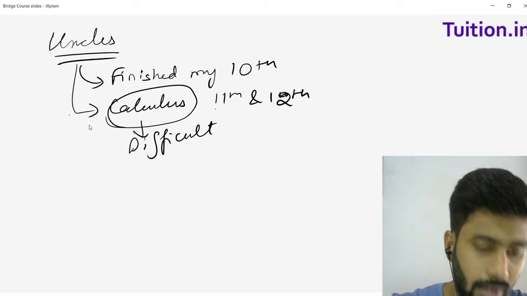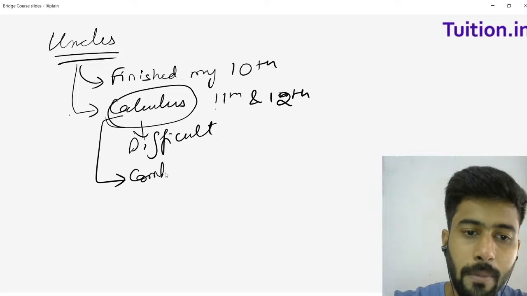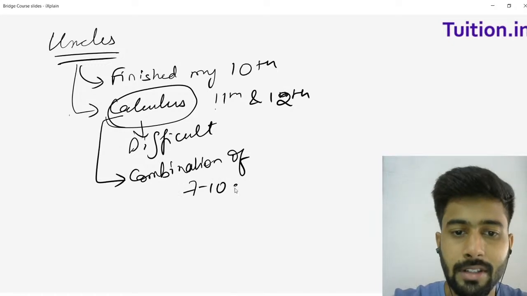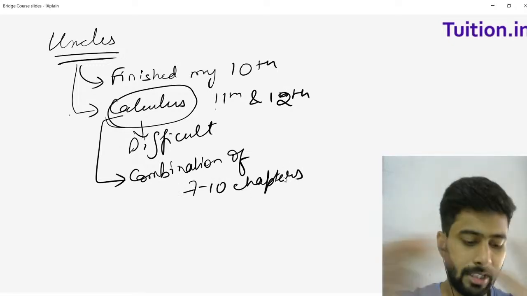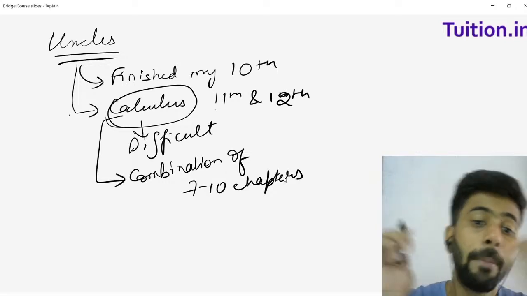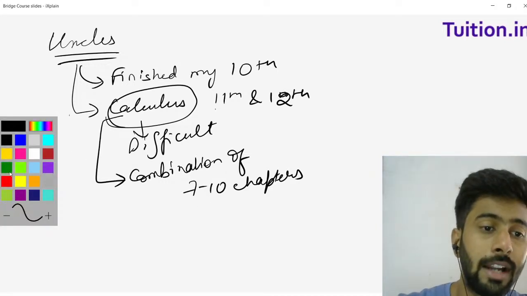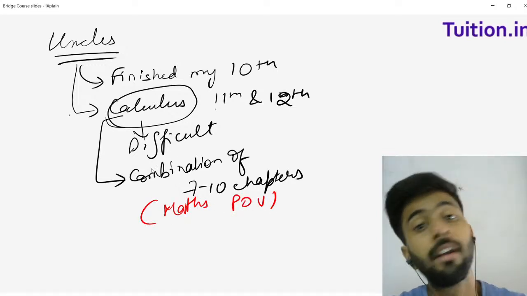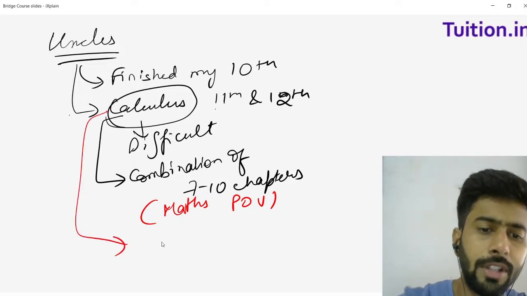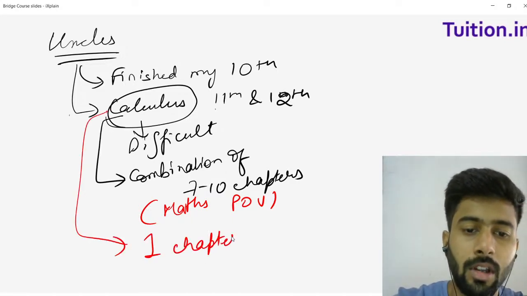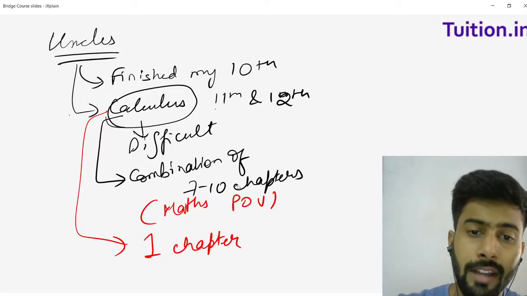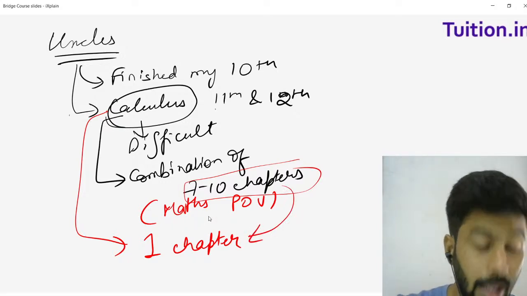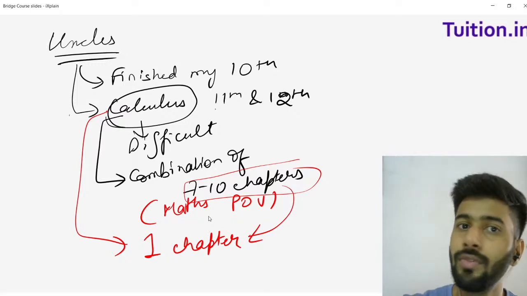Calculus is actually a combination of some 7 to 10 chapters. 7 to 10 chapters together are known as calculus, but that is from the maths point of view. But if you study calculus from physics point of view, it is just one chapter, because we will just pick up the basics of these 7 to 10, and we will study that in one chapter. But when you study the same calculus in mathematics, then it's very intensive.